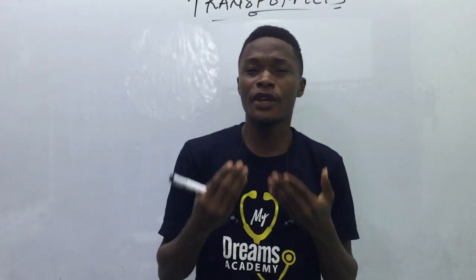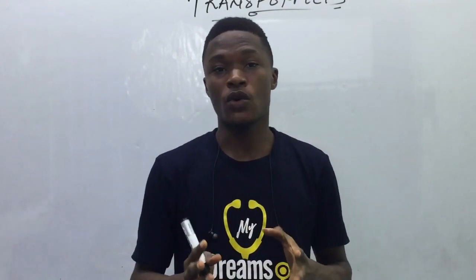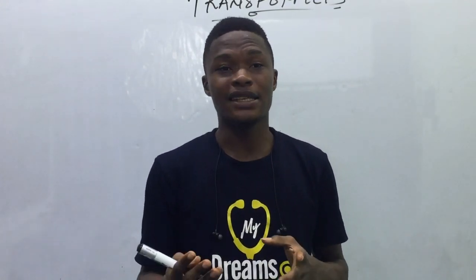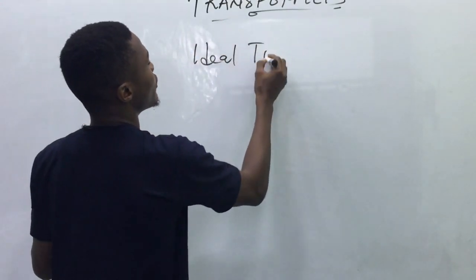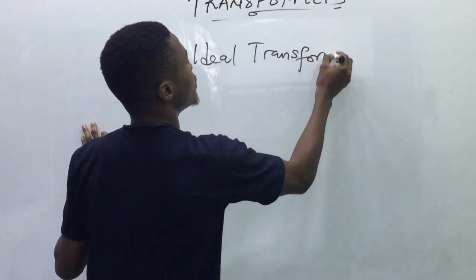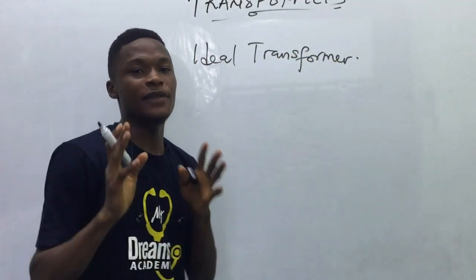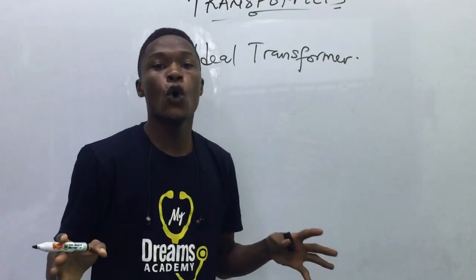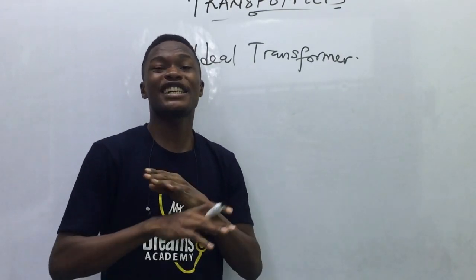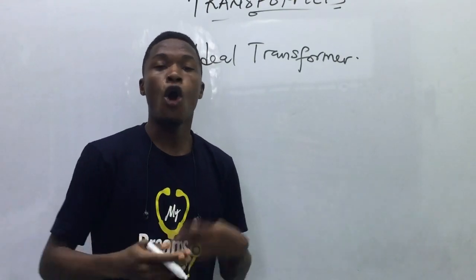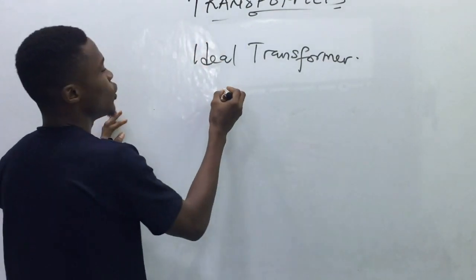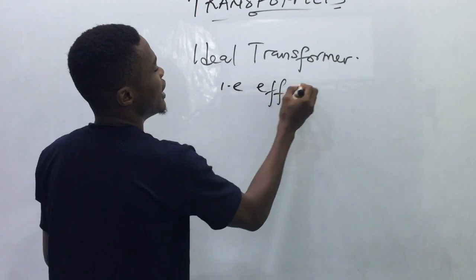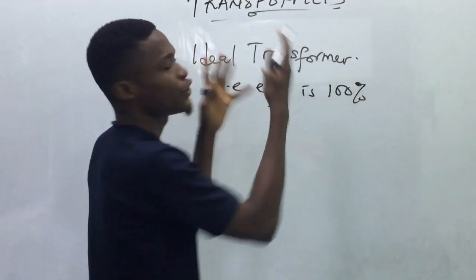Now we're going to talk about the transformer equation. The transformer equation I'm going to be giving to you is going to be the ideal transformer equation. Mind you that ideal transformers don't exist. They don't exist. Good. For an ideal transformer, and mind you, when I say ideal transformer, it means a transformer that has no energy loss. Any transformer that has no energy loss, we call an ideal transformer. Or in a simpler form, you say that the transformer has an efficiency of 100%. So that is, efficiency is 100%, which is not possible.